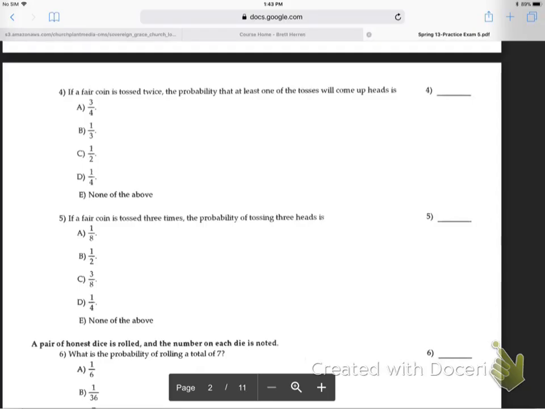So here we go again. I'm just going to write the results: head, head, head, tail, tail, head, tail, tail. That's all we care about. Okay, fair coin twice. At least 1 head.